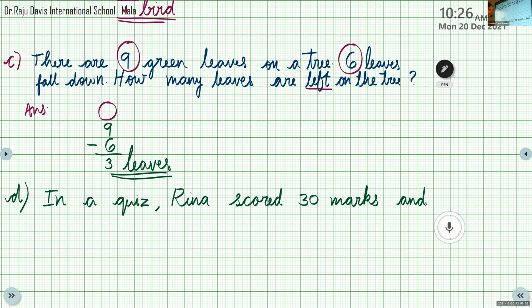Another girl, Tanya, T-A-N-Y-A. Tanya scored, S-C-O-R-E-D, 43. In a quiz, Rina scored 30 marks and Tanya scored 43.